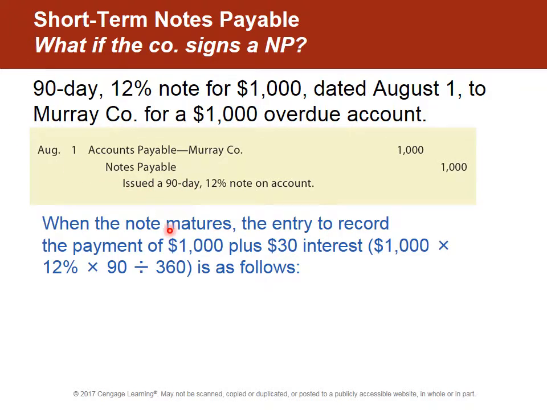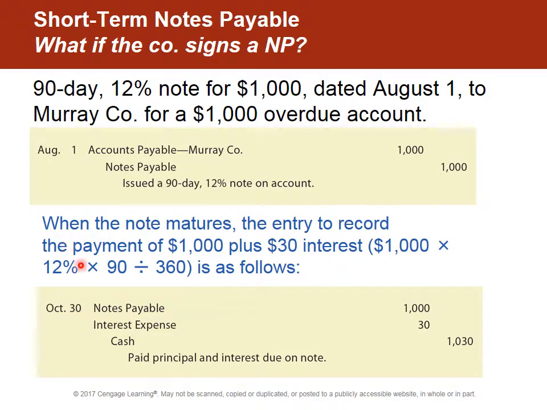When the note matures, the entry to record the $1,000 is going to include interest, as we've talked about in the past, and it's going to look like this. The company that owes the money will repay the $1,000, so they will debit notes payable to show that they've paid this off right here. They will credit cash for $1,030 because they calculated $30 in interest expense this way: 1,000 times 12% times 90 divided by 360. Again, remember, we're using 360 days in a year just to make it a little easier for calculations.